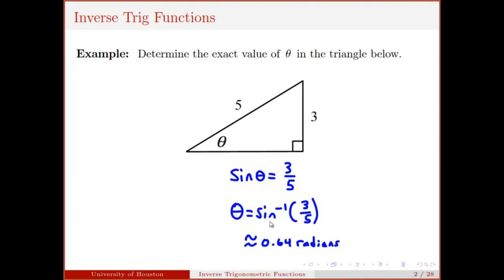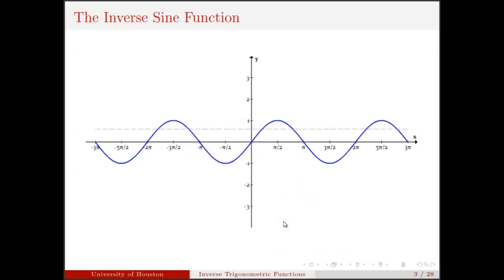This notation suggests that the sine function is an invertible function. However, this is not the case since the graph of sine x fails the horizontal line test. For example, if we graph the horizontal line y equals 3/5, we find infinitely many angles for which the sine function attains the value 3/5. This means that the equation sine x equals 3/5 has infinitely many solutions.